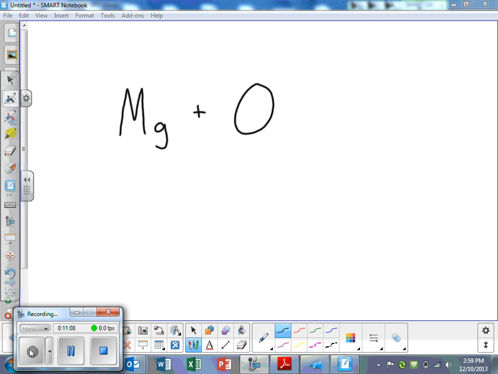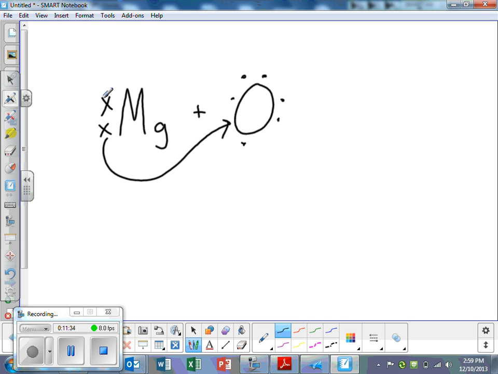Okay, so for my dot diagrams, I've got 2 for magnesium, right? And then for oxygen, I've got 1, 2, 3, 4, 5, 6. Right? Okay. So now, the next step is to show these move in to their respective places.